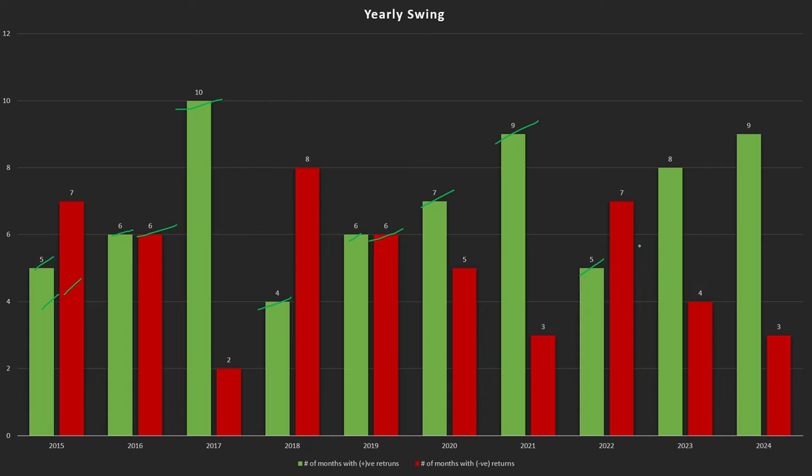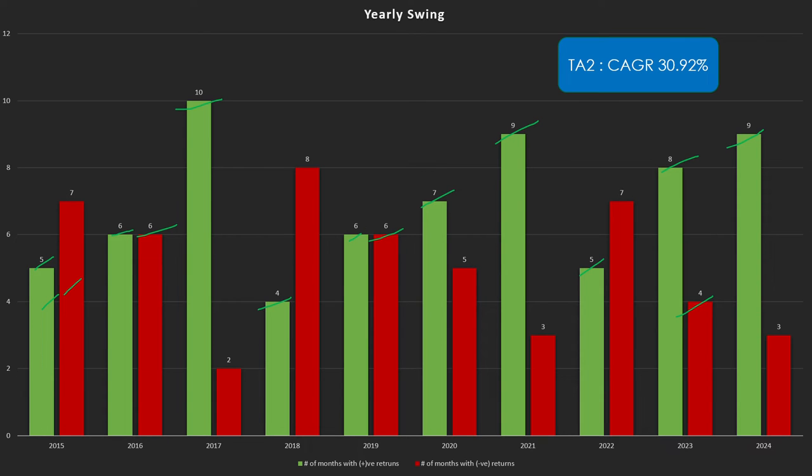2023 seems to be a good year for the sector, in which the sector gave positive returns across 8 months over the cycle of 12 months. Similarly, in 2024, in 9 months, this sector gave positive returns. So what is the takeaway from this graph?